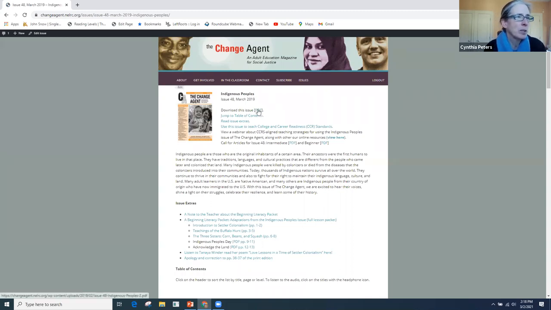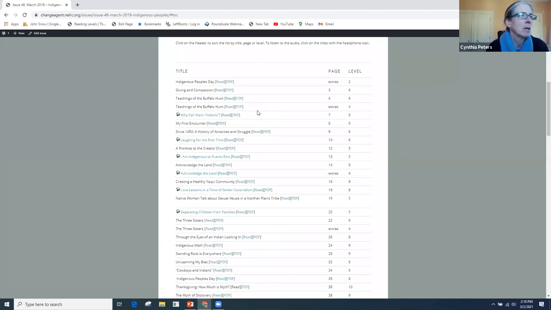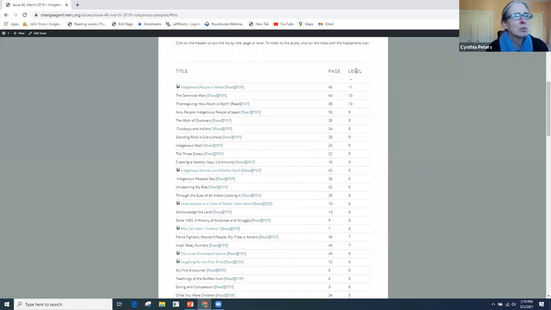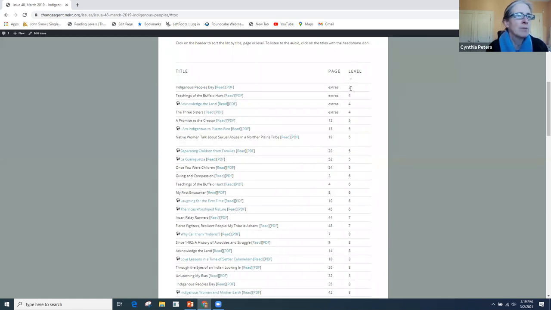So you have the opportunity to download a PDF of the whole issue. There's a table of contents. When I click on that, I get to this table of contents, and notice that I can sort it by level. That word level doesn't look clickable, but it is. So now if I've got beginners or intermediates, I can go straight to the pieces that are more likely to be right for my level, okay?